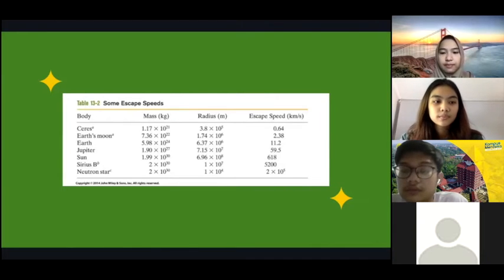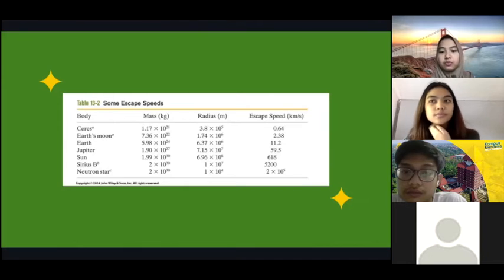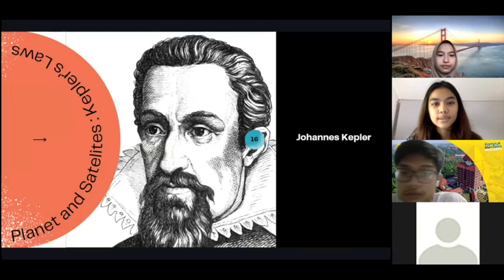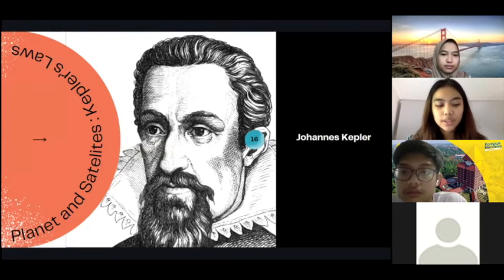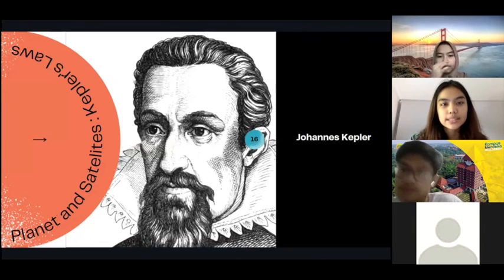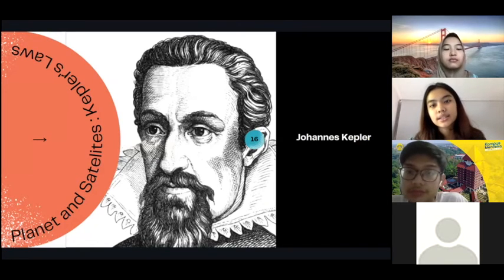And this is some escape speeds from Ceres, Earth, Moon, Earth, Jupiter, Sun, Sirius, and a neutron star. The next one we will discuss is planets and satellites, and Kepler's laws.